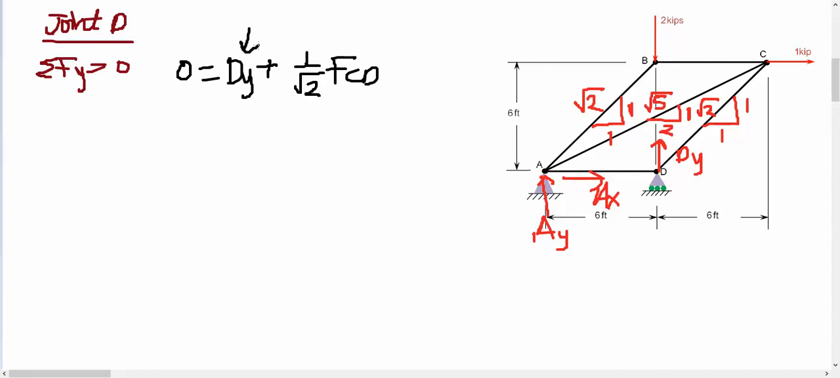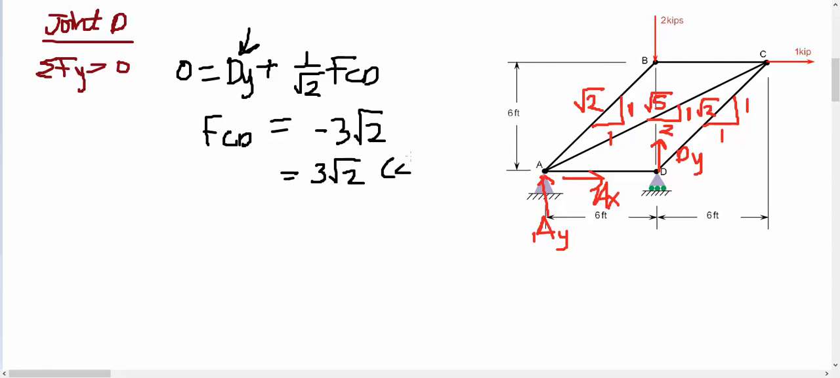Well, we know what the value of DY is. Plugging in the value, we can solve for FCD as -3 root 2. Since we assumed all forces to be in tension, this would actually be 3 square root of 2 in compression, because that would be pushing on the point.